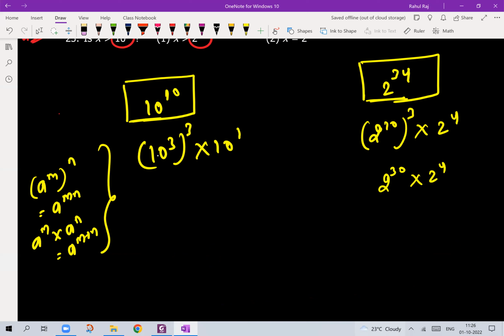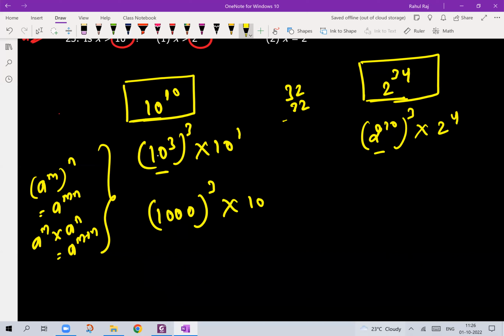When I solve questions of such power terms, my preference is always to get the value as close as I can get to the base value. So why I did 10 to the power 3 and 2 to the power 10, I'll tell you, because I know 10 to the power 3 is 1000. This is 3 into 10. I know 2 to the power 10 is 1024. That is 32 into 32, since 2 to the power 5 is 32. So this is 1024. I know that 2 to the power 10 is 1024.